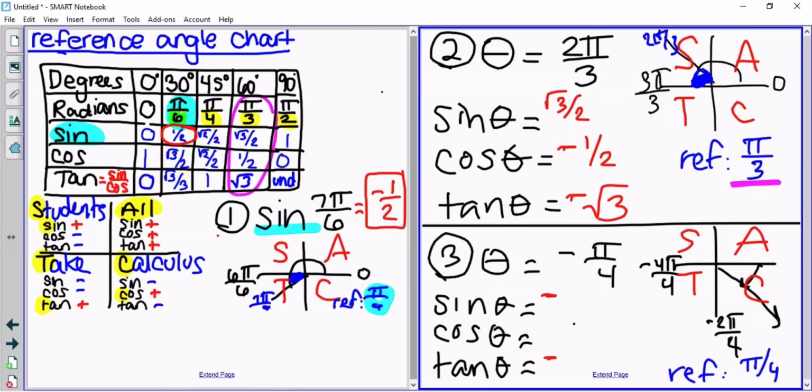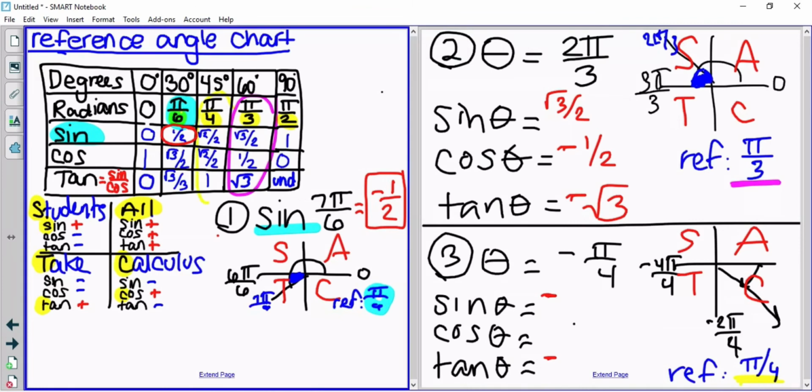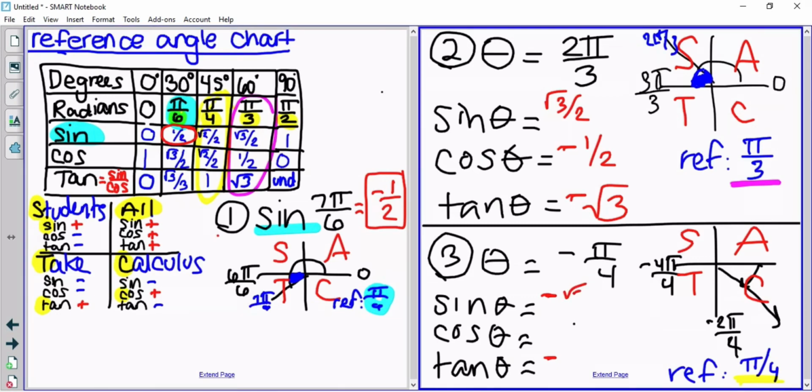I'm out of colors. I'm going to use yellow again. And I'm going to look on my chart for pi over 4. So here's pi over 4, and I'm going to look straight down, and I can pull my answers. So the answer to the sine of negative pi over 4 would be negative root 2 over 2. The cosine would be positive root 2 over 2, and the tangent would be negative 1.